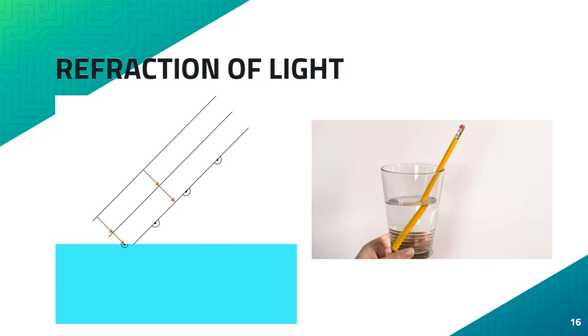Okay, now let's talk about refraction of light. So this is a very simple experiment wherein you have a pen, then you have a glass of water, then you place the pen, and then it appears to be bent. Why is that so? Because light is refracted. So you can see here in the animation, or in this illustration, this is the wave propagation, and then you can see here the bending of light waves as it passes through a different medium.